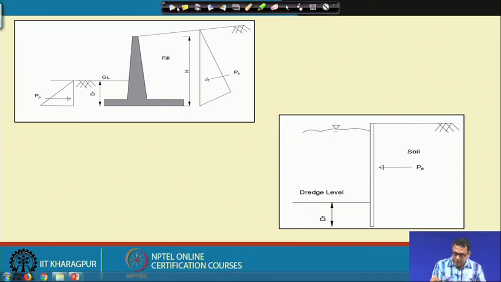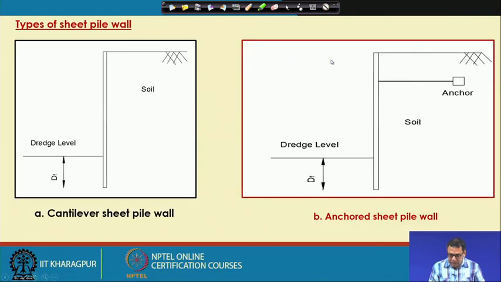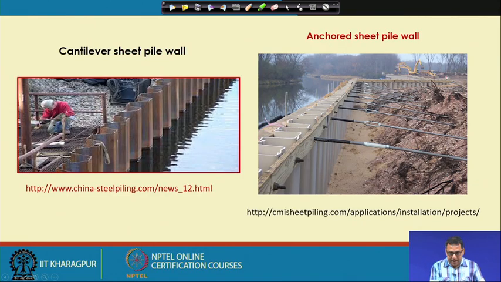Now, these sheet piles can be of two types. Okay. One is the cantilever sheet pile, another is the anchor sheet pile. Now, what is a cantilever sheet pile? The cantilever sheet pile is simply inserted into the soil, but in the anchor sheet pile, the top portion of the sheet pile is anchored into the soil. So, you can see this is an example of the cantilever sheet pile, and this is an example of the anchor sheet pile. You can see the top portion of this sheet pile is anchored into the soil.